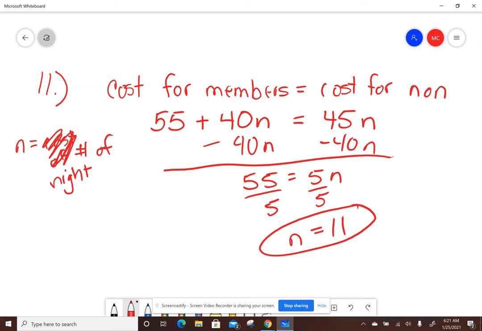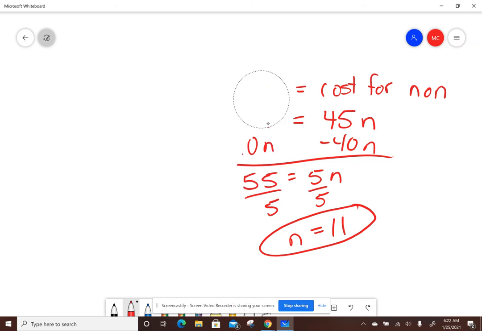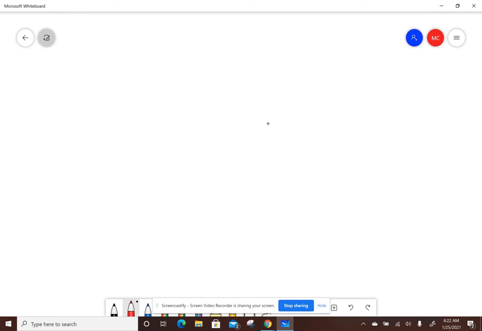So if you're going to stay at least 11 nights, it's worth you becoming a member. If you're planning on staying less than 11 nights, it's not worth becoming a member. Okay, now let's look at number 12.